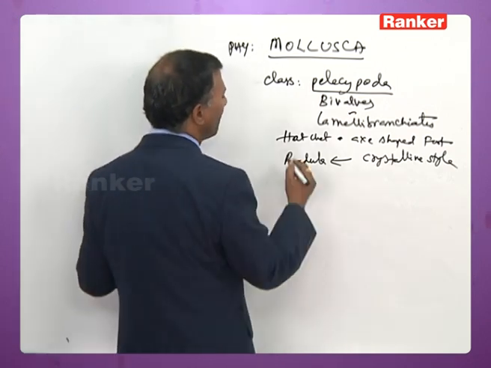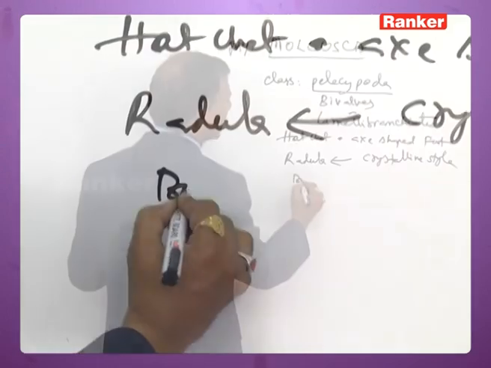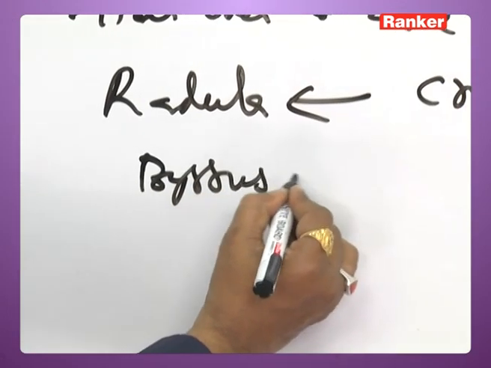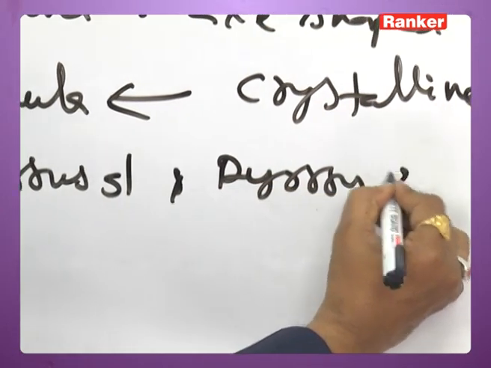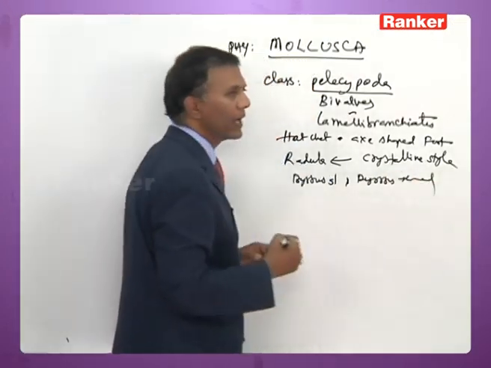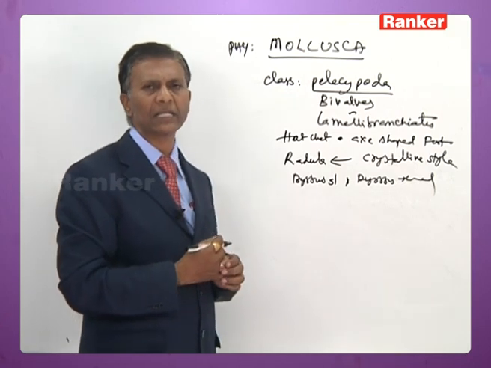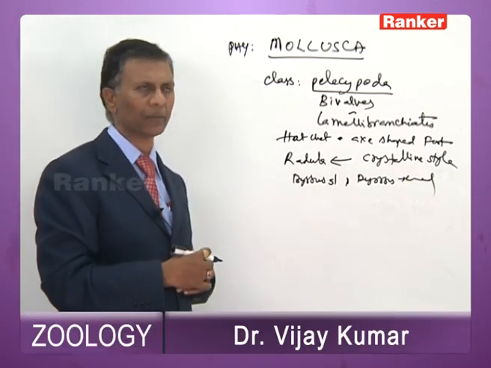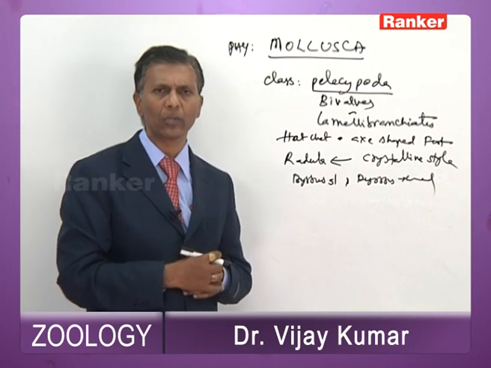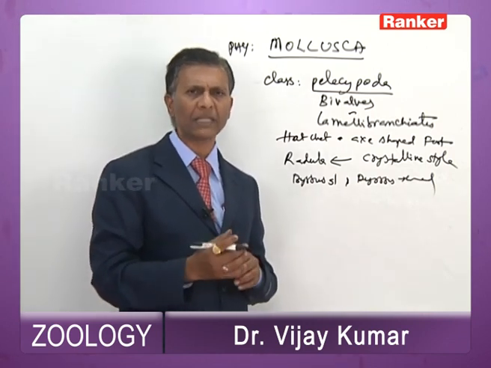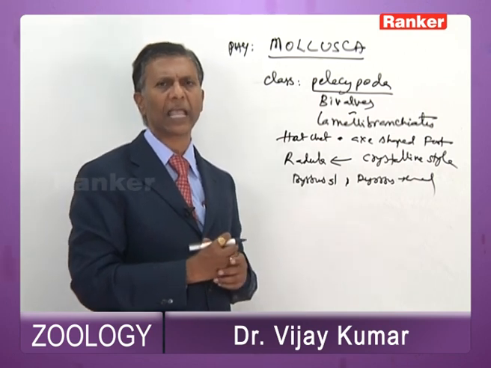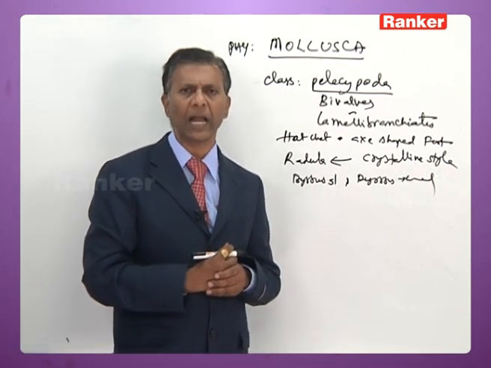Then in Pelecypoda, the byssus gland and byssus thread: the foot is modified into a byssus gland and byssus thread that helps in anchorage. Pelecypoda includes mussels, oysters and scallops.